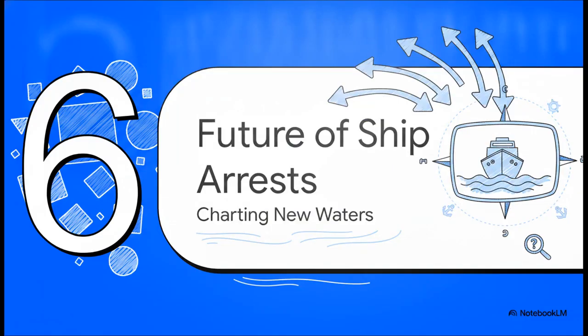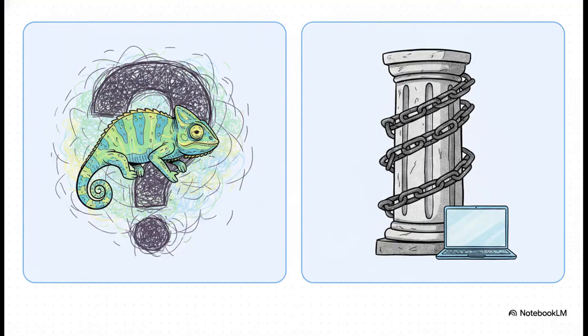Finally, Section 6, the future of ship arrests. Charting new waters. Stepping back to look globally, we are dealing with a system fraught with critical trade-offs. Common law systems like the UK and US offer high adaptability. Their courts can innovatively stretch precedents to address wildly new scenarios. However, this heavy reliance on shifting judicial interpretation creates a lot of anxiety and uncertainty for international shipping companies who really crave predictable rules. On the flip side, civil law systems like France and Germany offer immense stability and clarity because the rules are strictly codified in black and white.